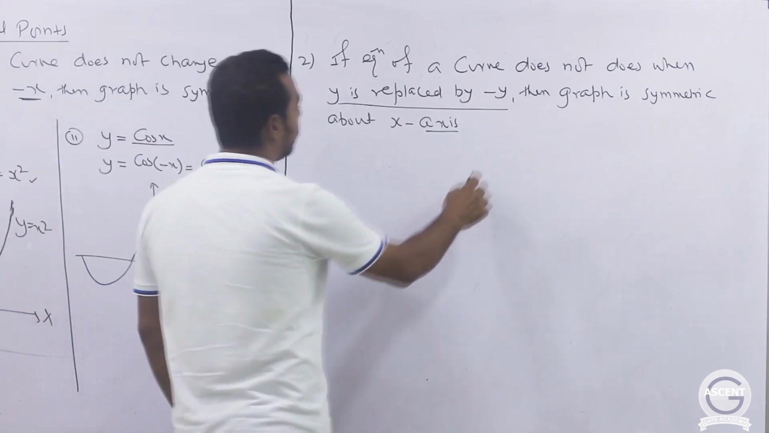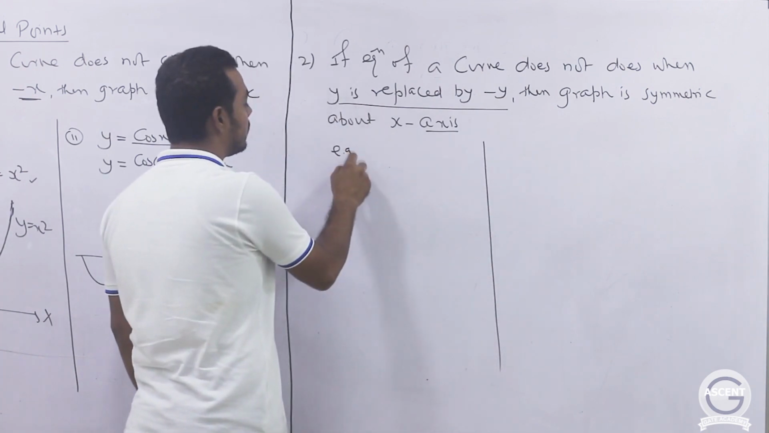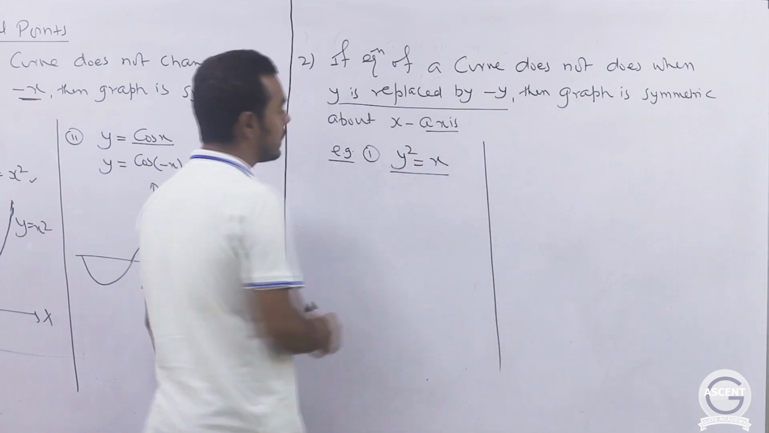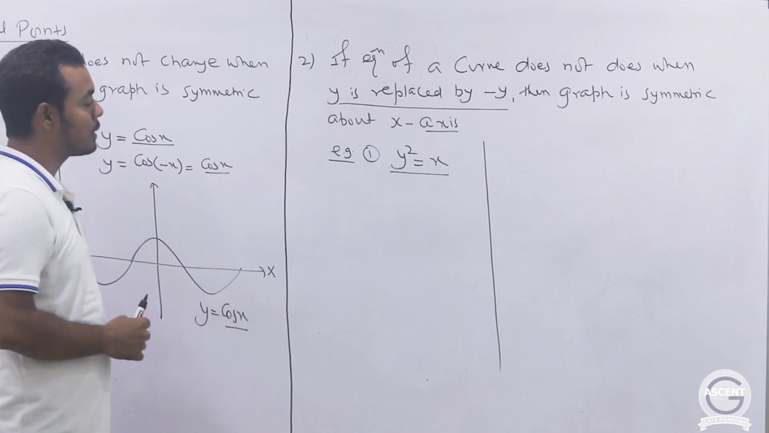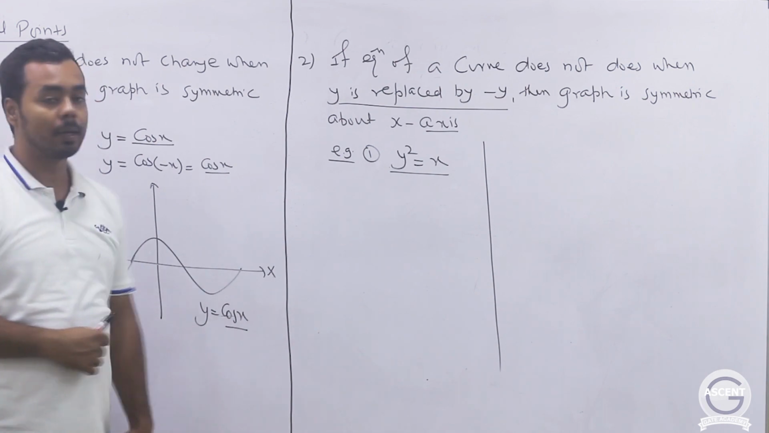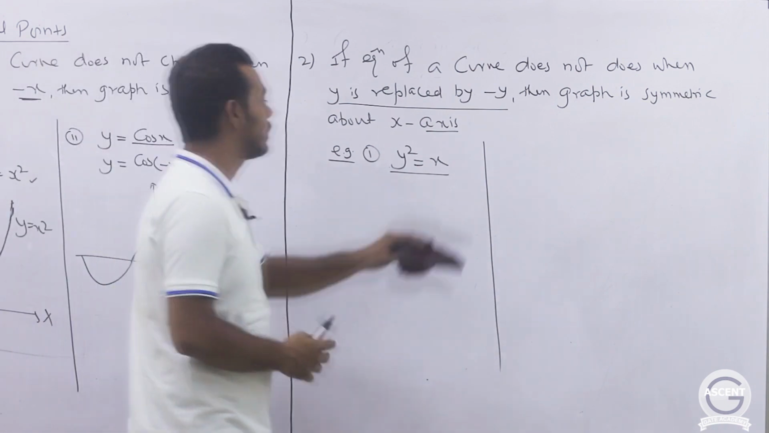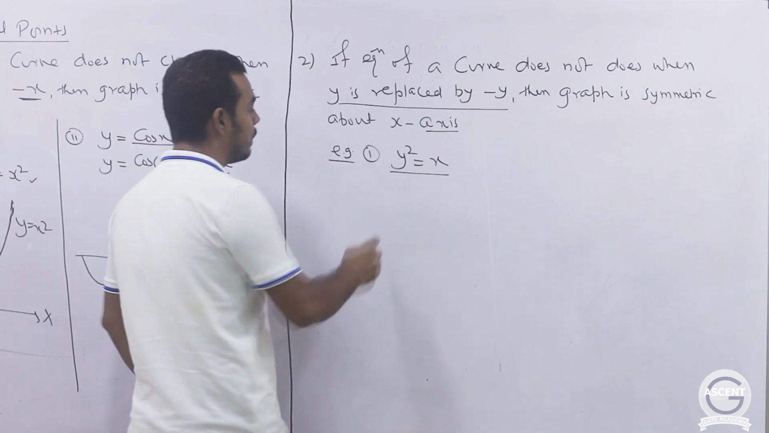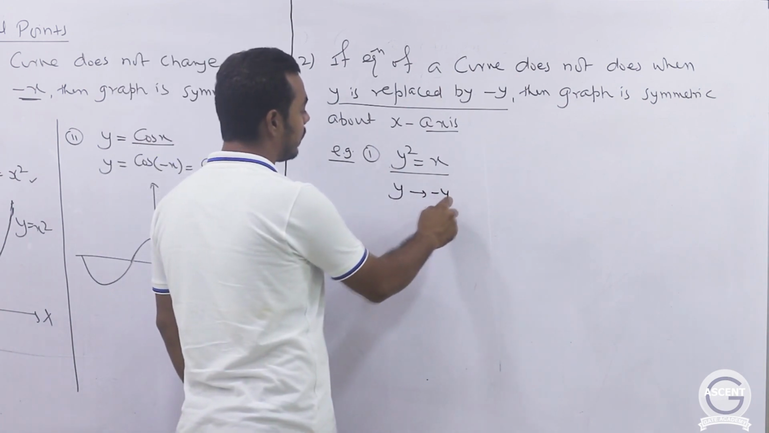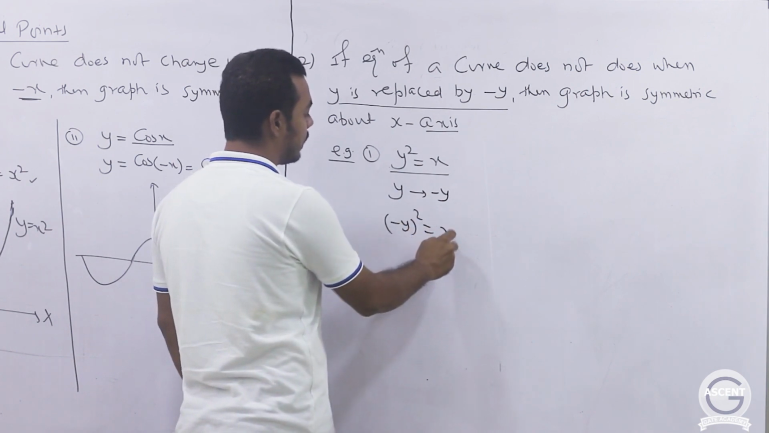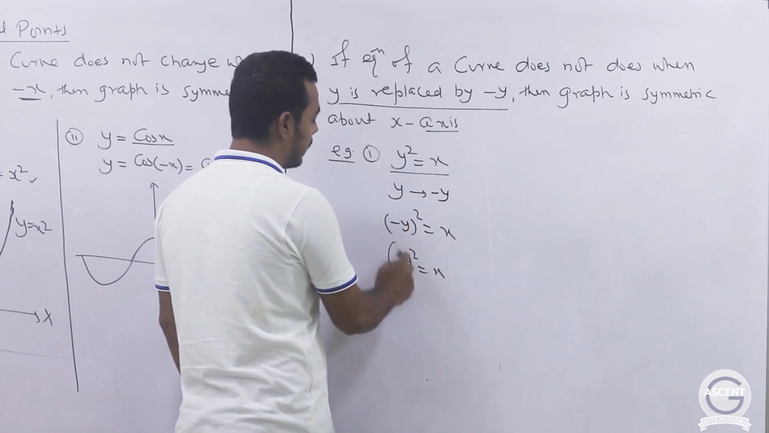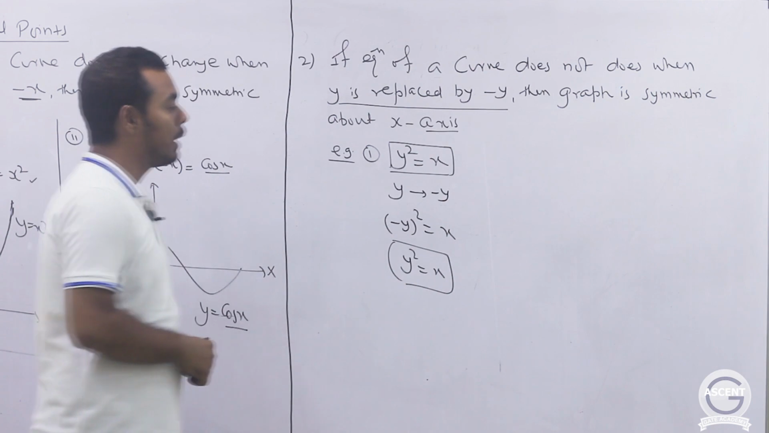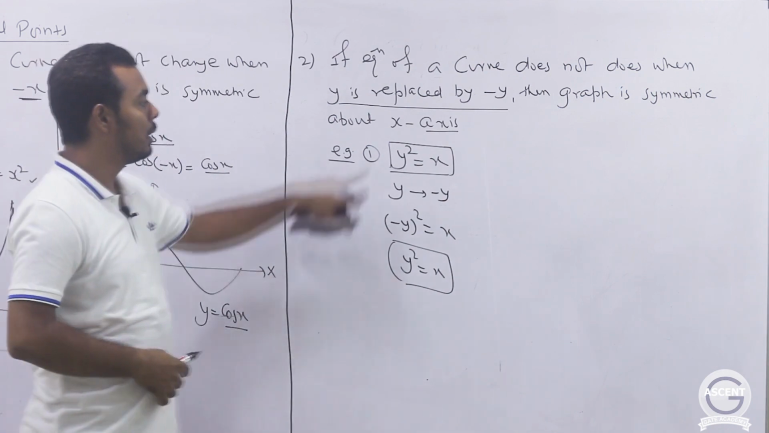Again, if you want to write some examples here, the example that you can think of is the graph of y square equals x. In this function, if you replace y by minus y, then you are going to get the same equation. Only one example will be sufficient here. In place of y, if I write minus y, then I will get minus y square equals x, which is nothing but y square equals x. So if you replace y by minus y, you are getting the same equation, and this means this graph has to be symmetric about x-axis.